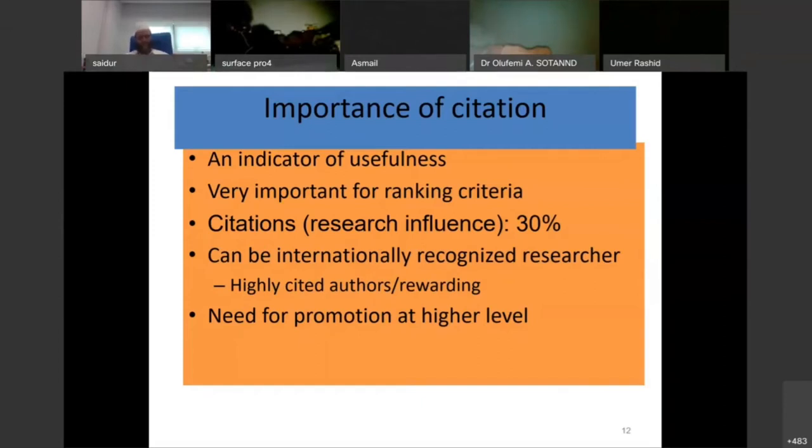It is very important for ranking criteria, with a weightage of 20 to 30%. Now for a higher position, they also ask how much is the citation and how much is the H-index. As you can see, I never planned this highly cited research award, but it helped boost and promote my academic career. A lot of offers and positions are coming, as you can see in my title: chair professor, distinguished professor.